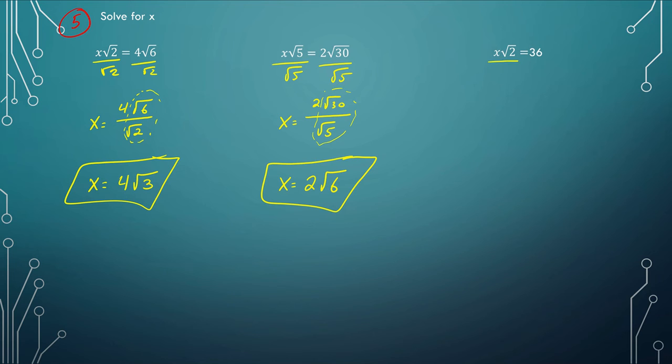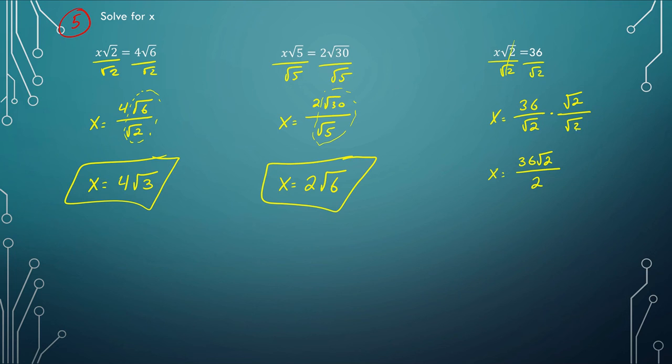Moving on. So here, divide by root 2 on both sides, and I get x equals 36 over the square root of 2. Now here, notice how there is no square root on the numerator. So here we're actually going to have to rationalize the denominator. So you multiply both the top and the bottom by root 2. And the numerator on the top, we have 36 times root 2, and in the bottom, we have 2.